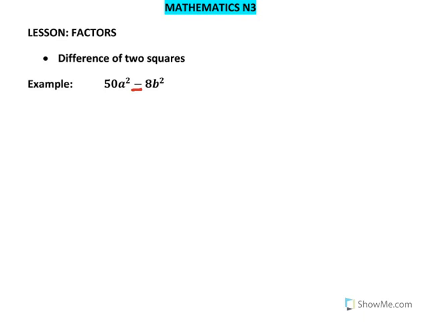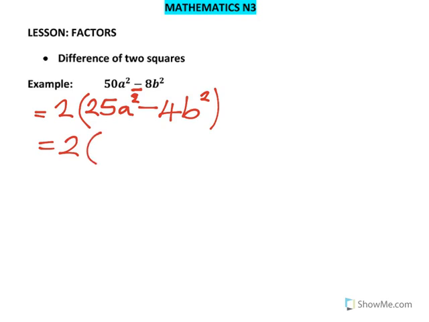The first step is, let's factorize by grouping. What is the highest common factor of 8 and 50? Between the two numbers it's a 2. If you take out a 2 from 50, you are going to have 25a squared minus 8 divided by 2, which is 4b squared. Now you can continue to say this is 2 times the bracket. Now what is 25? 25 is 5 squared, a squared. And what about 4? 4 is 2 squared, b squared.